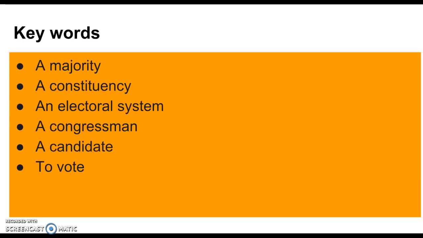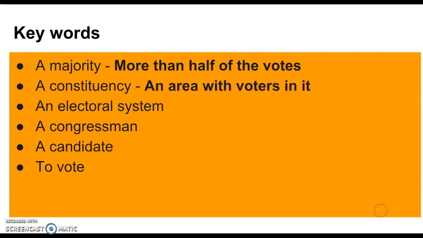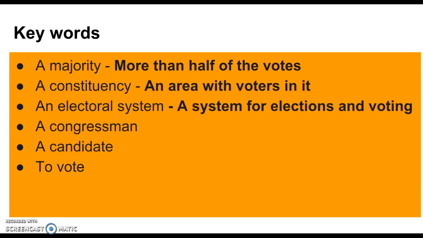Here are some keywords you need to know to do the task. A majority is when it's more than half of the votes. A constituency is an area with voters in it. An electoral system is a system for elections and voting.